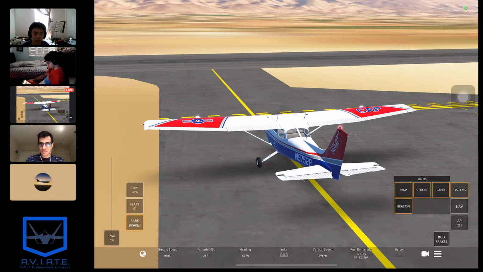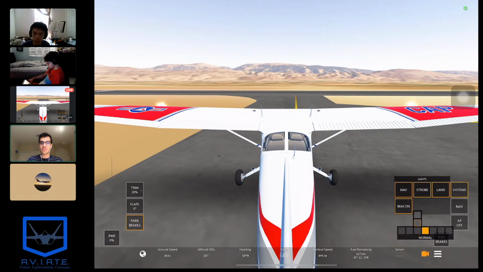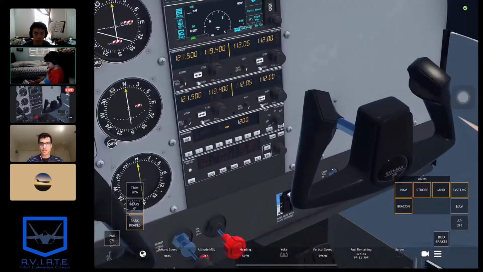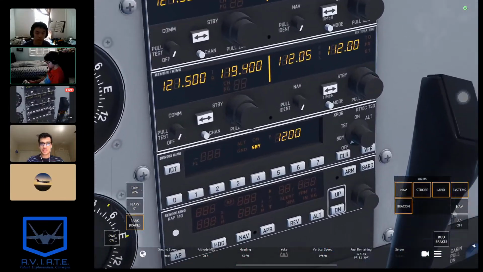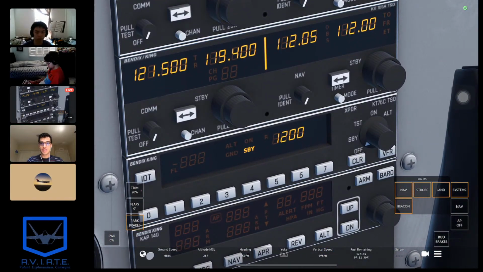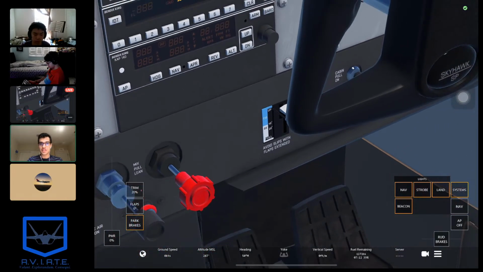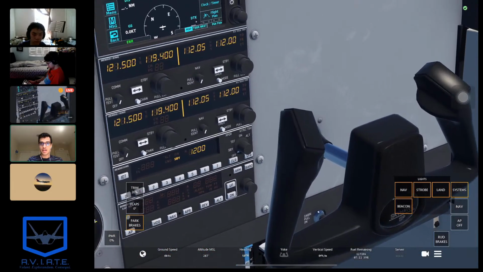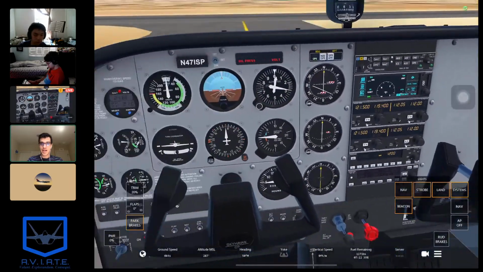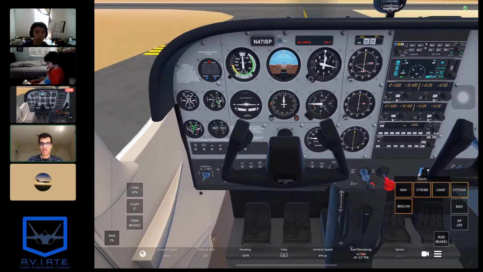Yep. Okay, so final checks. Check your transponder. We're not talking to ATC, we're VFR, so 1200. All set. Flaps. We're doing a no flap takeoff, so it's no flap takeoff, all set. Lights are on, you just did that. Brakes. Brakes are off, and then line up with the runway.